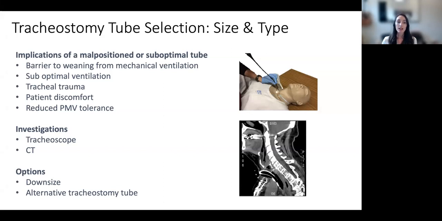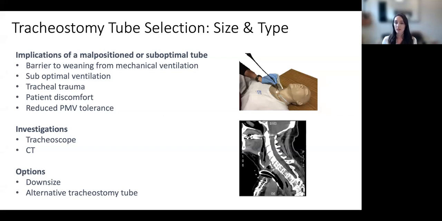So where we're suspecting that a tube may be malpositioned or suboptimal for a patient, a tracheoscope or a CT can be useful investigations to visualise how the tube shaft is sitting within the trachea, whether there's any contact with the tracheal walls, or how far the distal end of the tube is from the carina.